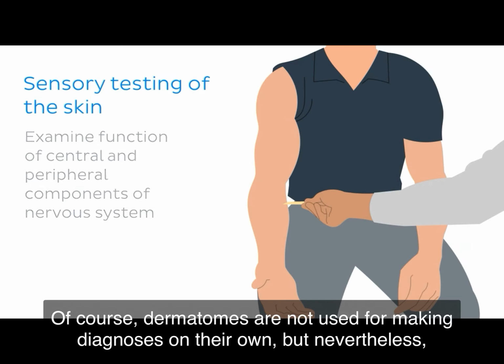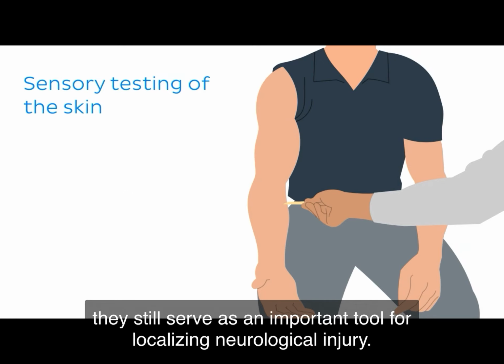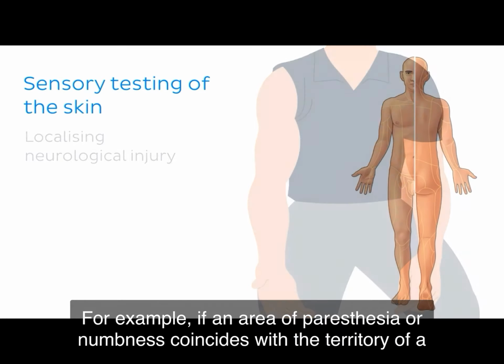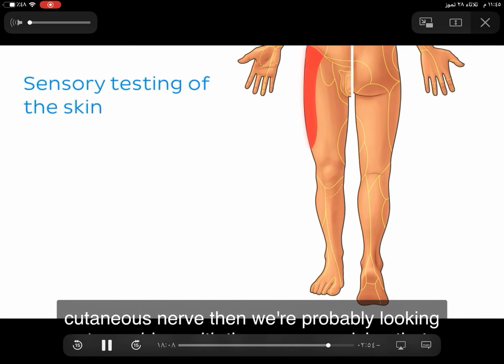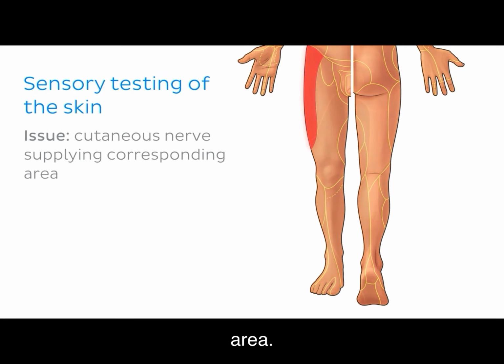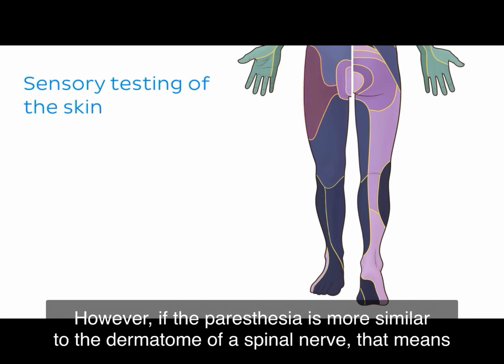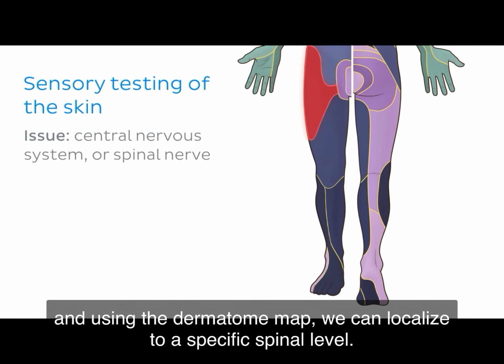Of course, dermatomes are not used for making diagnoses on their own, but nevertheless, they still serve as an important tool for localizing neurological injury. For example, if an area of paresthesia or numbness coincides with the territory of a cutaneous nerve, then we're probably looking at a problem with the nerve supplying that area. However, if the paresthesia is more similar to the dermatome of a spinal nerve, that means the issue lies in the central nervous system, or spinal nerve before it enters any plexus. And using the dermatome map, we can localize to a specific spinal level.